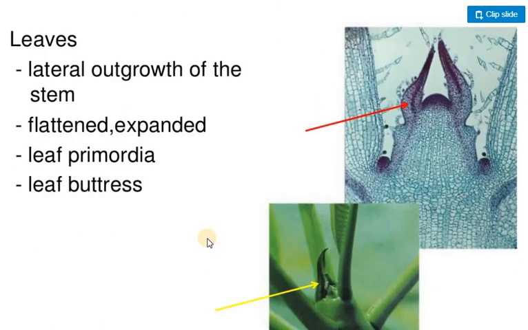You see the structure of leaves, they are lateral outgrowths. From the stem they are growing outside, so it is called a lateral outgrowth. They are flattened and expanded. They start from leaf primordia. See, these are the leaf primordia. This is the tip of a stem, and these are the leaf primordia. From this leaf primordia later a leaf will be produced.